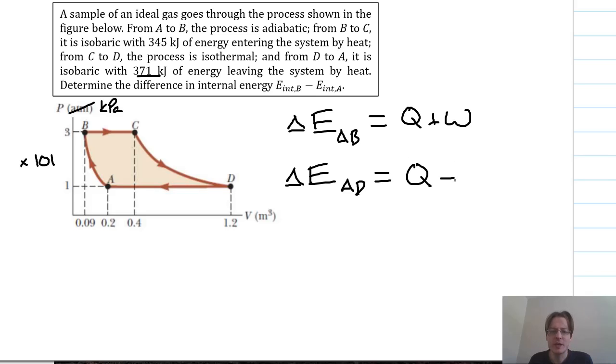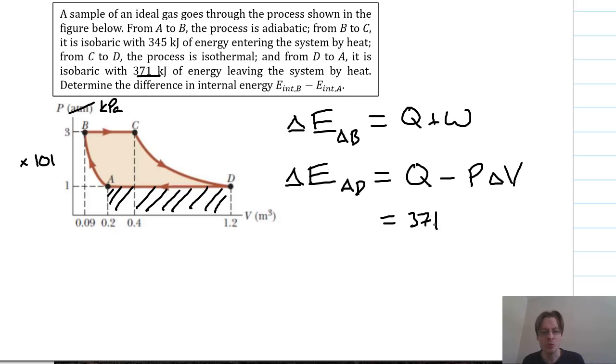Work is minus the integral of PdV. Well, in this case, since the integral just gives me a rectangle, then I know that it would just be minus P times delta V, the change in volume. Okay, so now let's plug in. Q, I'm told D to A, it's iced down, 371 removed, that'd be negative 371. But going A to D, you'd have to put 371 in, an input of 371 kilojoules as heat.